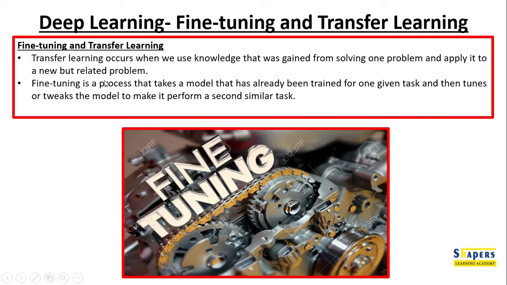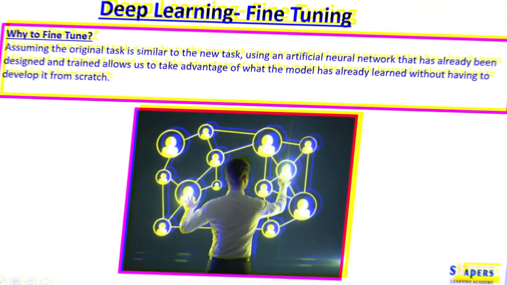So transfer learning occurs when we use knowledge that was gained from solving one problem and apply it to a new but related problem. Whereas fine-tuning is a process that takes a model that has already been trained for one given task and then tunes or tweaks the model to make it perform a similar second task.